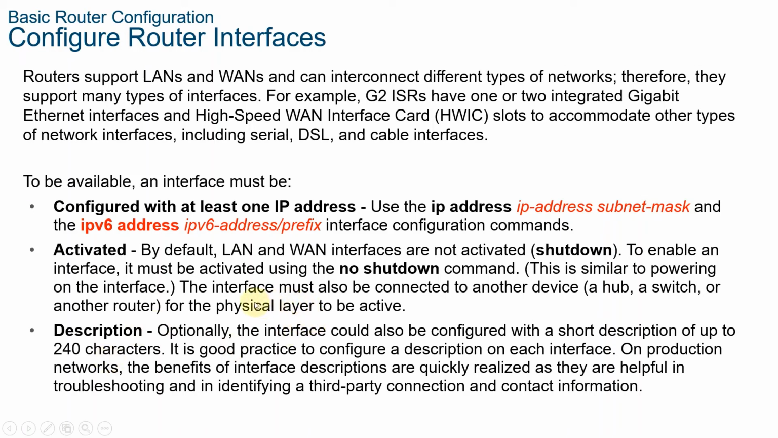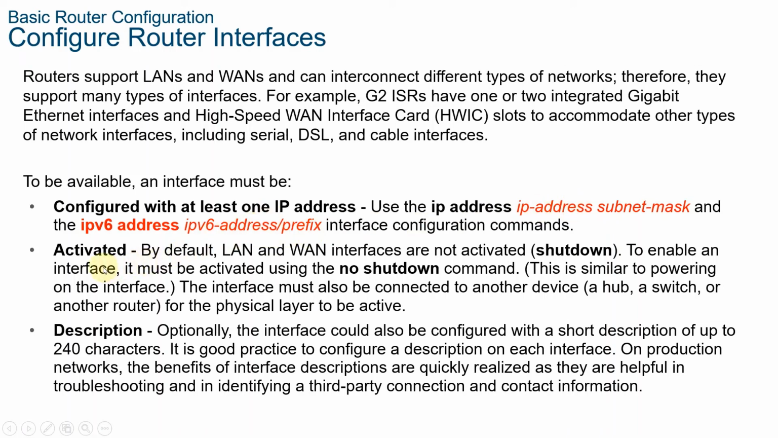To be available, an interface must be configured with at least one IP address. We use the command ip address, IP address and then subnet mask, and ipv6 address, IPv6 address slash prefix, as interface configuration commands for IPv4 and IPv6 respectively.